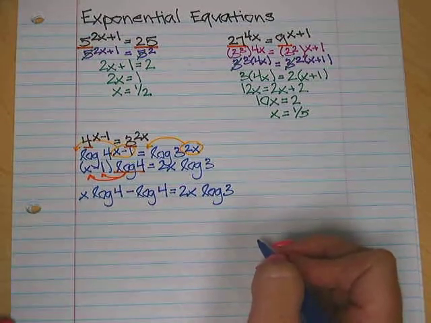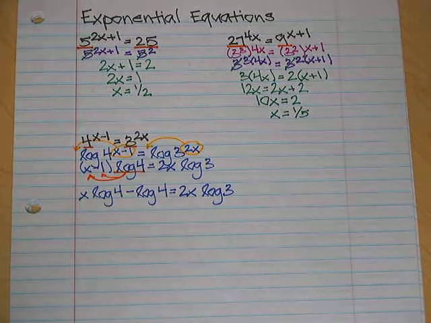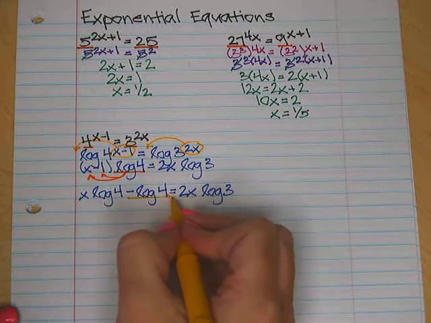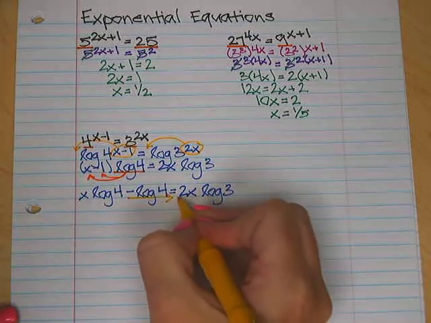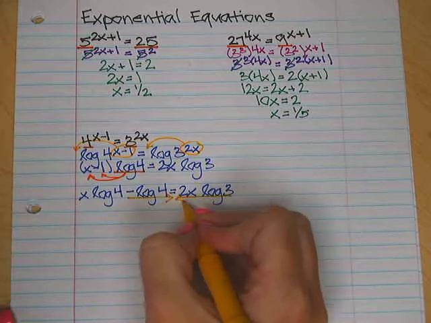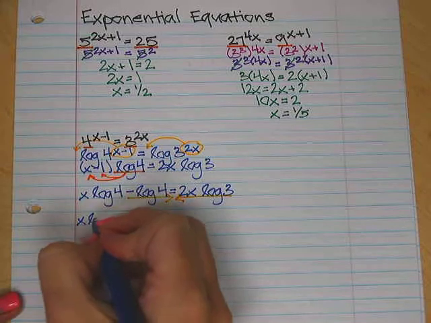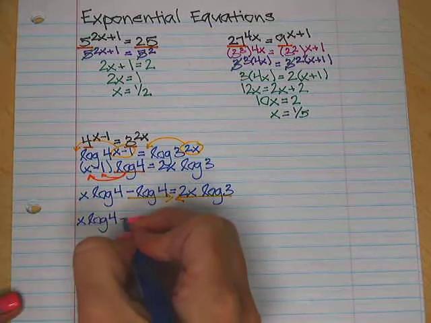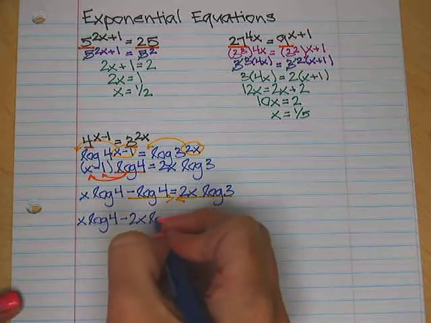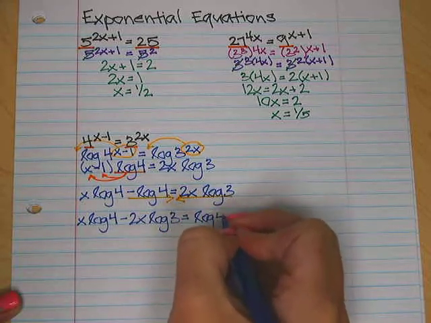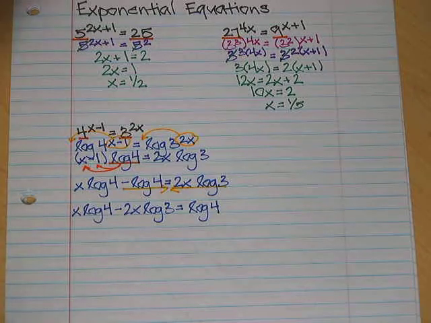equals 2x log 3. Now remember, what we're trying to do is solve for x, so we need to get all of our x's on the same side of the equation. So I'm going to move my negative log 4 to the right, and I'm going to move the 2x log 3 to the left. So I have x log 4 minus 2x log 3 equals log 4.